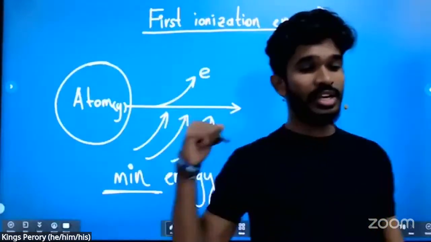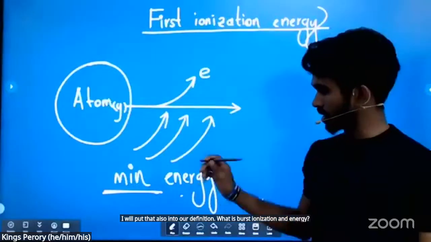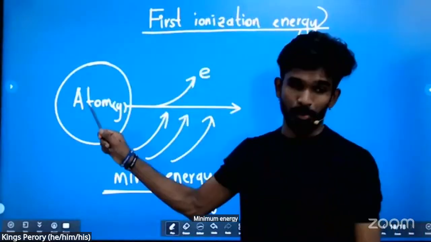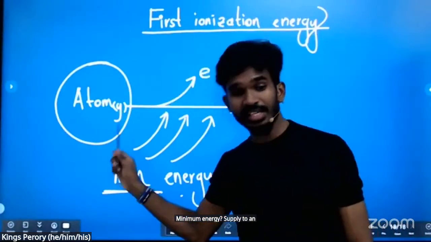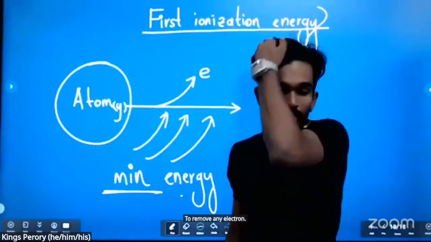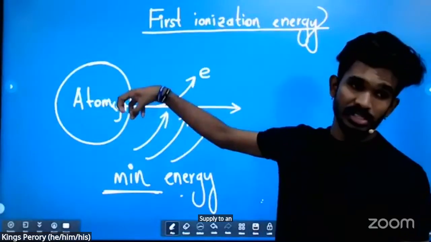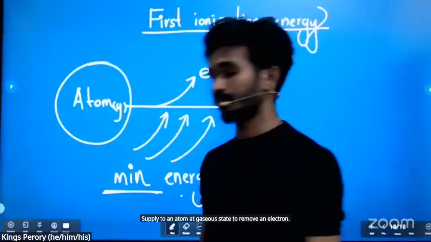Now we'll put that also into our definition. What is first ionization energy? Minimum energy supplied to an atom at gaseous state to remove an electron. Repeat with me. Minimum energy supplied to an atom at gaseous state to remove an electron.